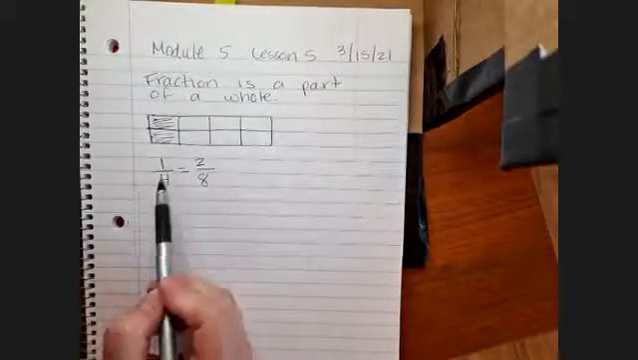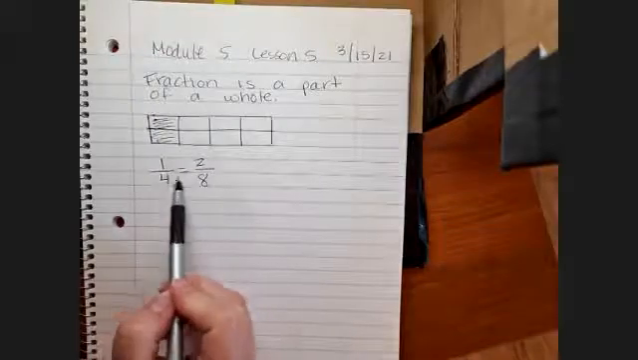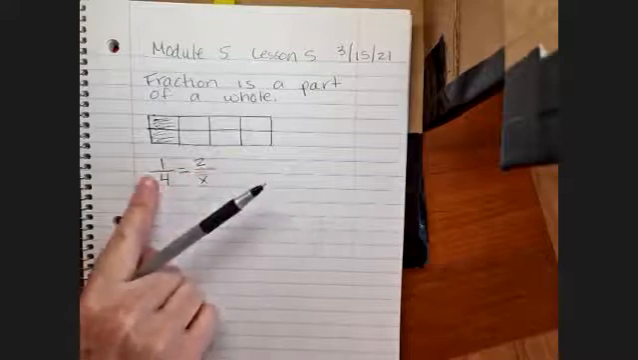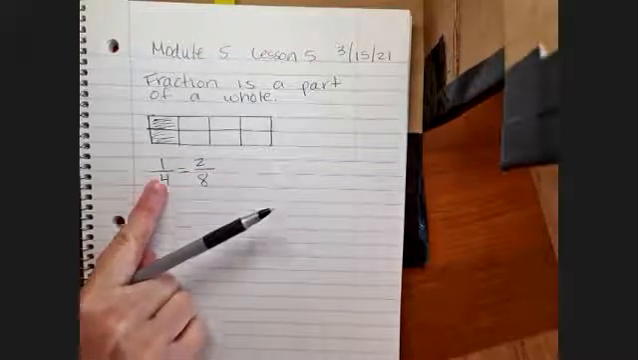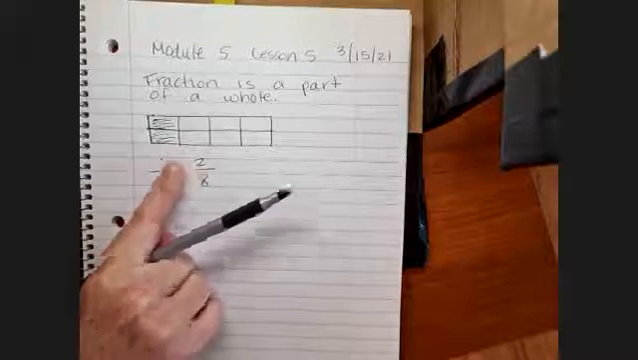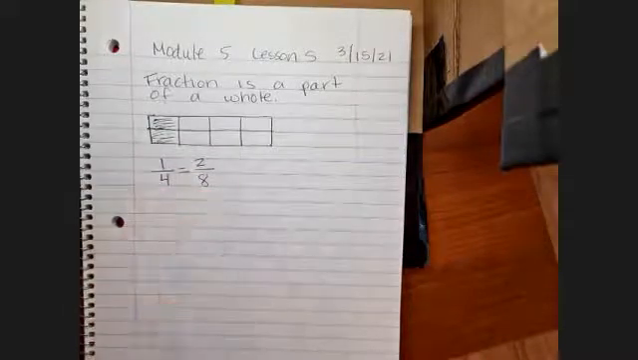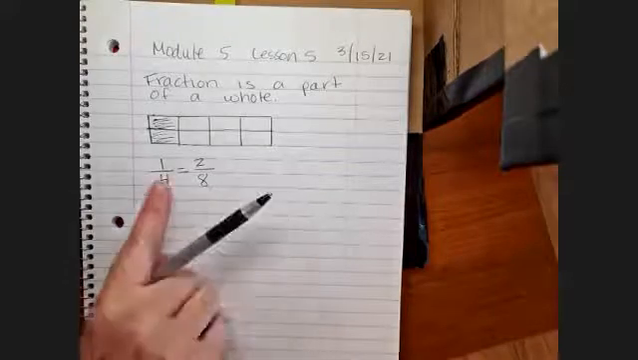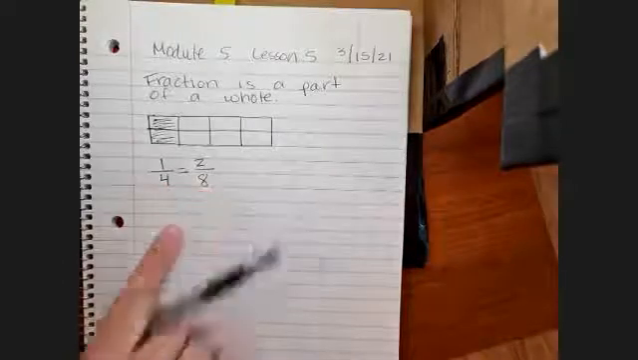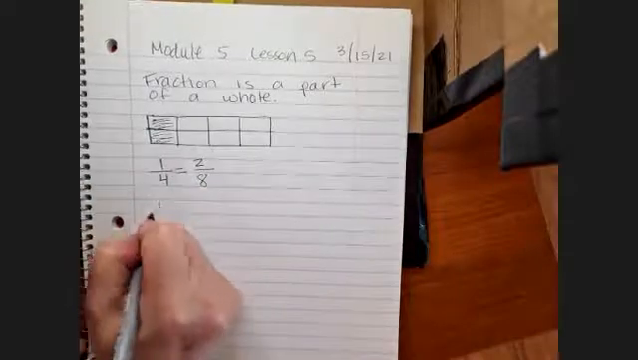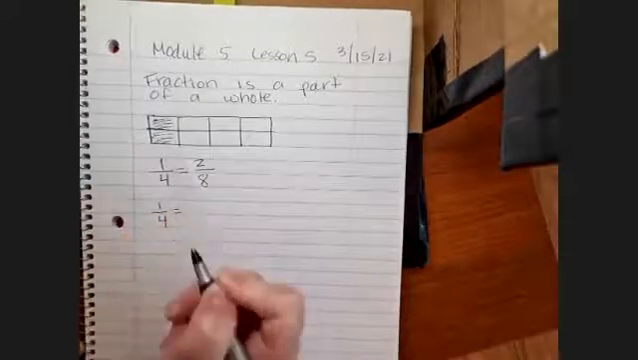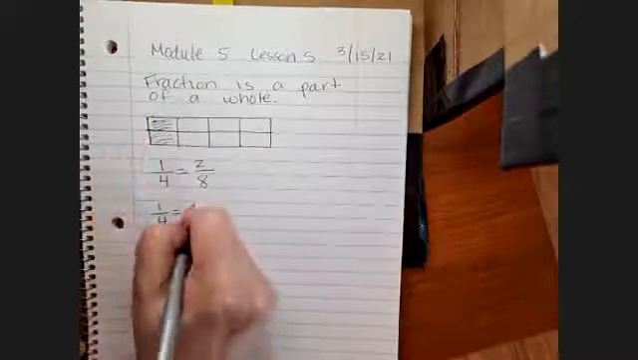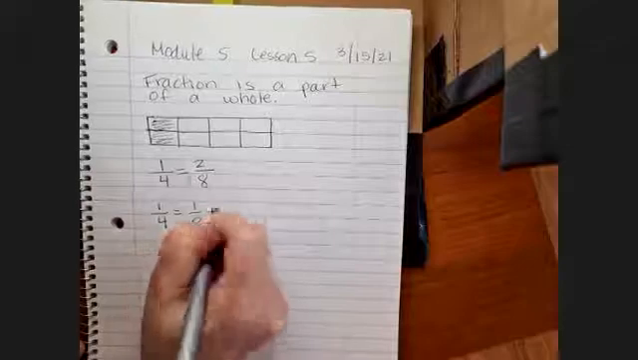You might be noticing some patterns with our equivalent fractions. You might be noticing that when I cut the 1/4 in half, I've doubled the numerator and the denominator. The other thing I wanted to share today is we're going to write a number sentence with this equivalent fraction. We've been doing this as well. So 1/4 is equal to 1/8 plus 1/8.